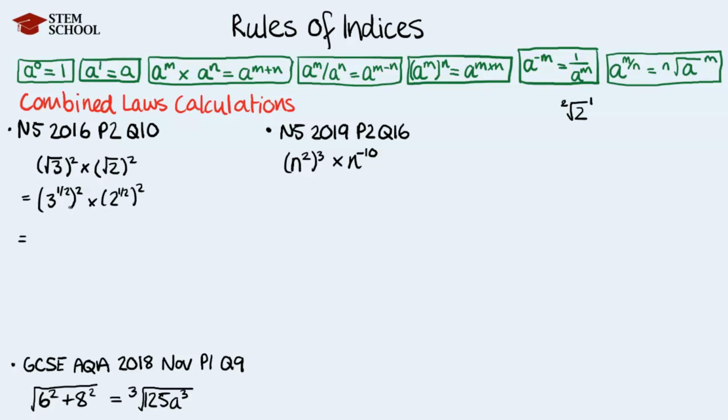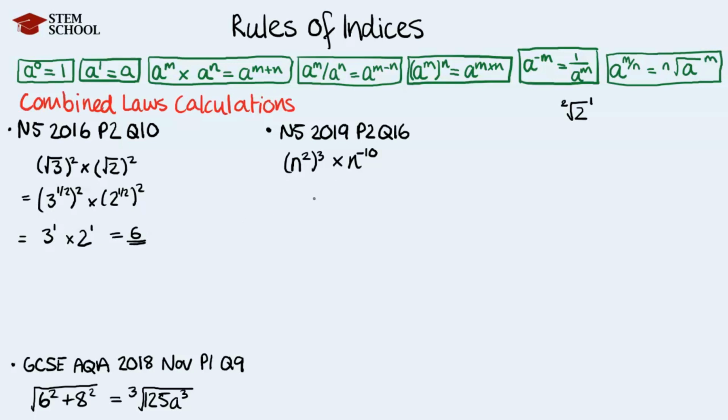Now this second rule will involve the power of a power rule. So you multiply the power inside the bracket by the power outside the bracket. So it'll be 3 to the power of a half times 2, which is 1. Okay, now 2 to the power of a half, so a half times 2, you multiply the powers, so that will just be 2 to the power of 1. Okay, so 3 times 2 is simply 6.